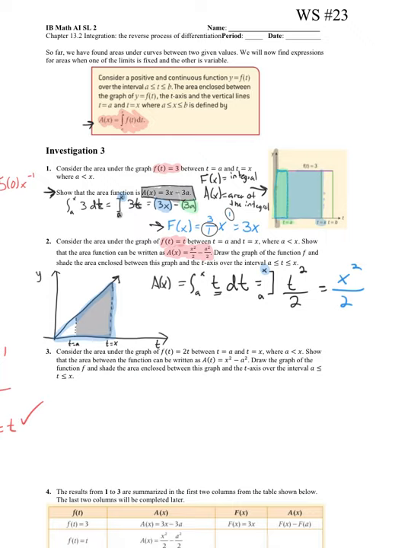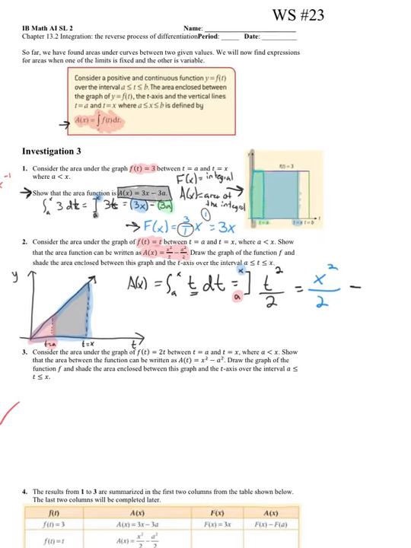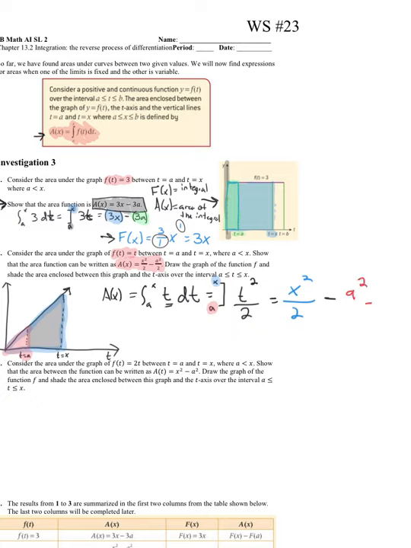And then next part I'm going to substitute a. And if I substitute a in, I'm taking the area of this small triangle here. And I don't want the area of that small triangle, that's why I'm doing the minus part. I need to subtract that part out. And I get x squared over 2 minus a squared over 2.